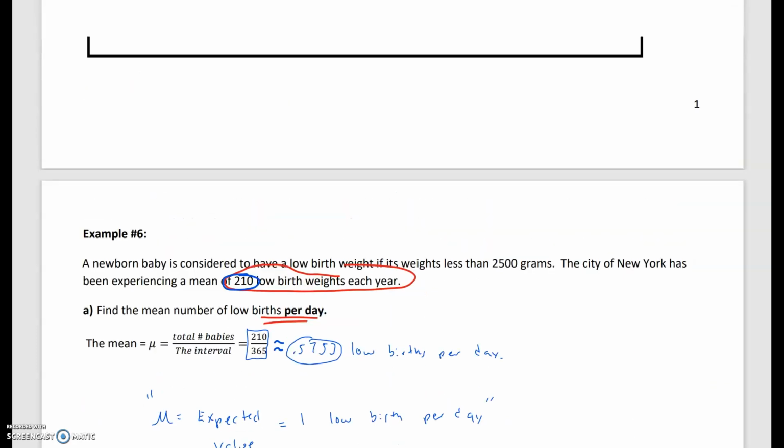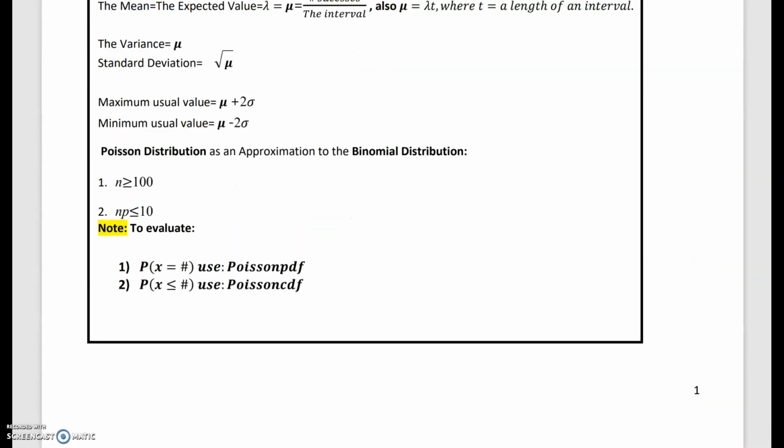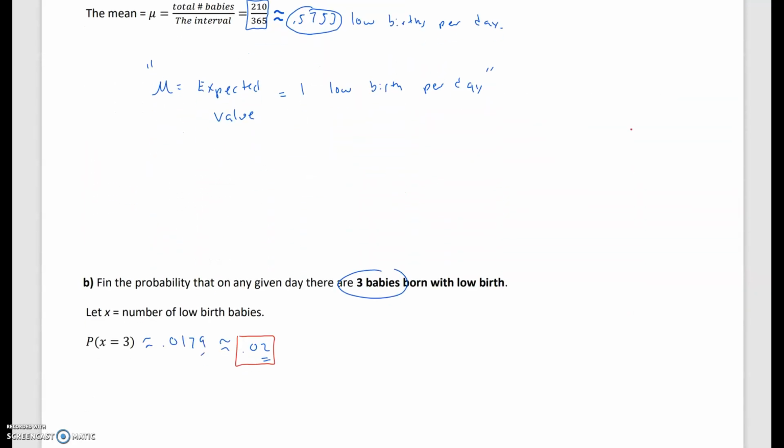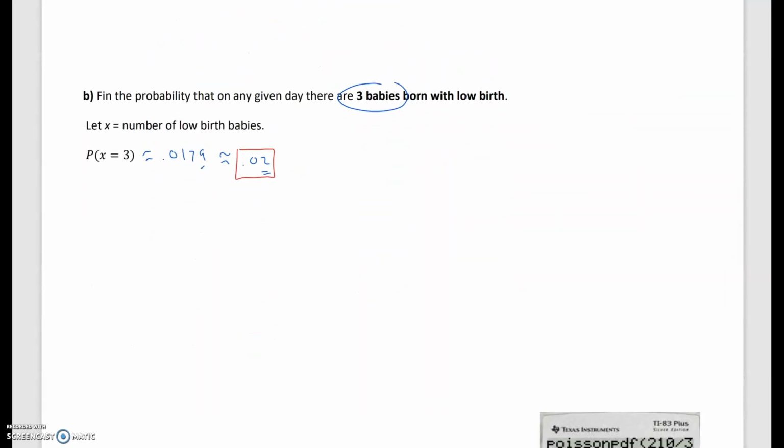Remember that the code, if we're evaluating the Poisson for exact values, where x is equal to a numerical value, it will be the PDF, or if you are evaluating multiple ones, you would want to do the CDF and then go from there. So PDF for exact values and CDF for multiple ones. That's actually it for this one.